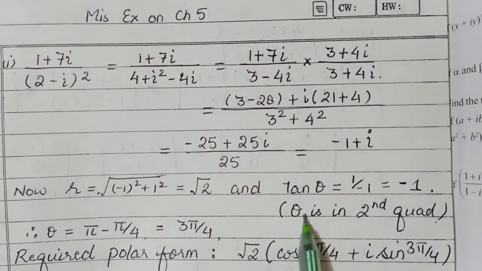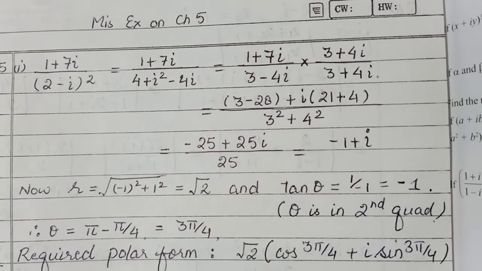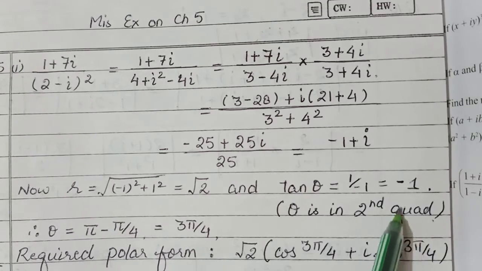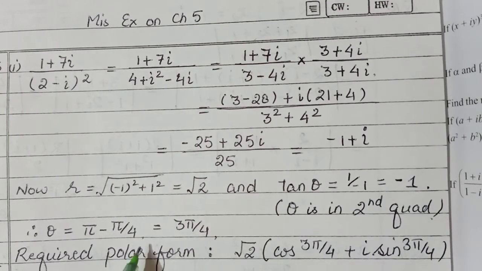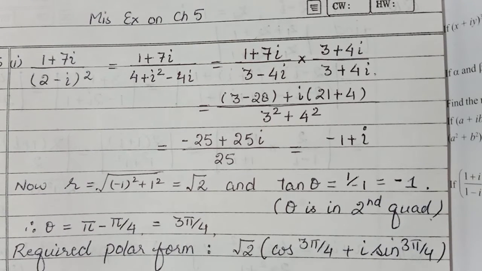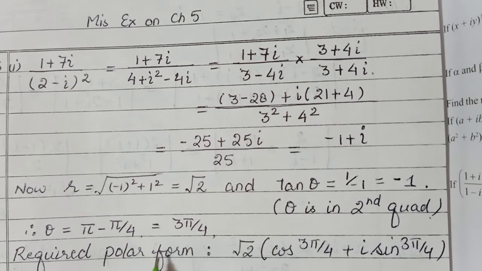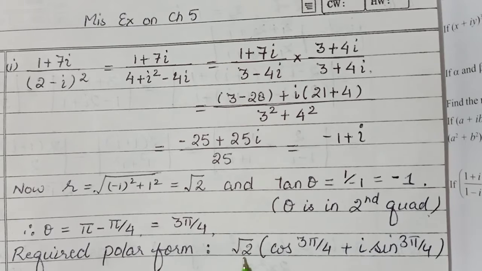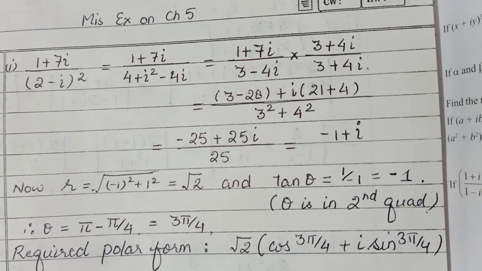Now this minus sign came because your real part was negative and imaginary was positive. So it means your theta would be lying in the second quadrant. If theta is in the second quadrant, how do we go to the second quadrant? Pi minus theta. The value of tan theta is 1 when theta is pi by 4. So our argument or amplitude for this would be 3 pi by 4. Hence the required polar form will come out to be root 2 (cos 3 pi by 4 plus i sin 3 pi by 4).